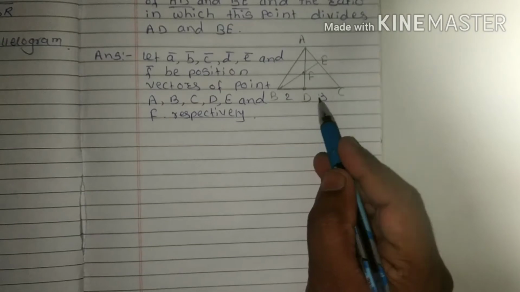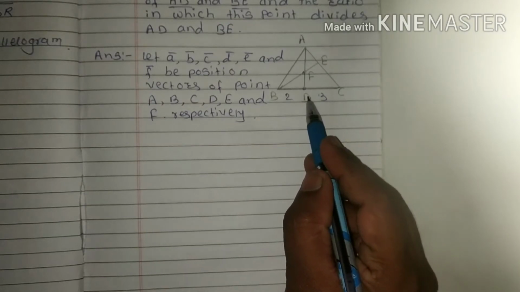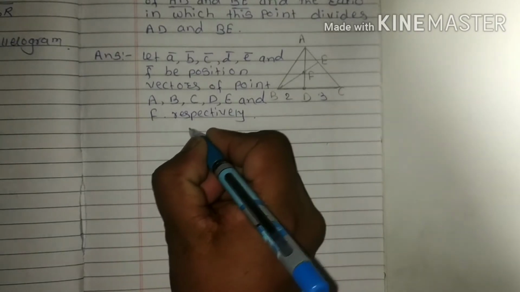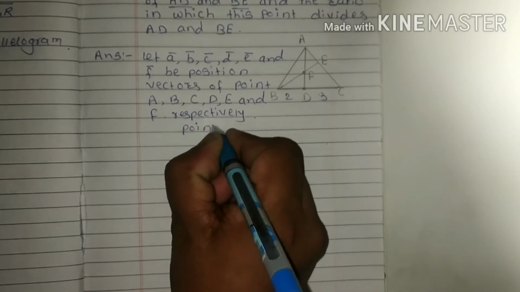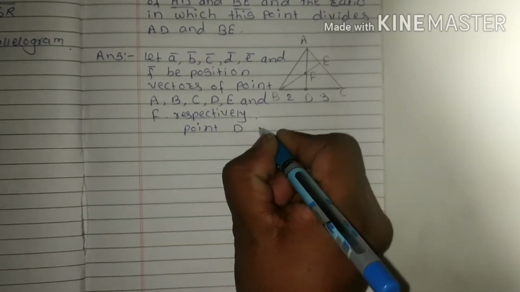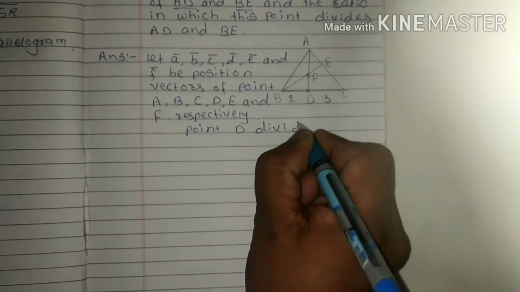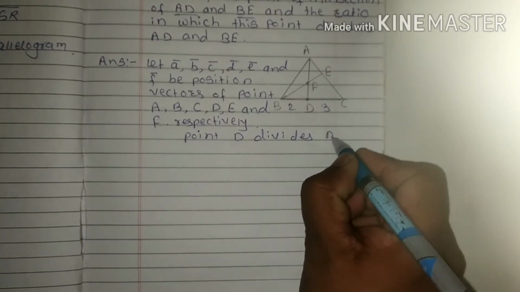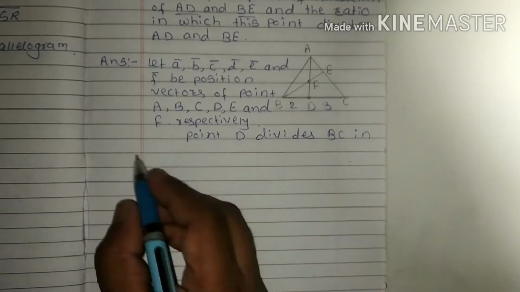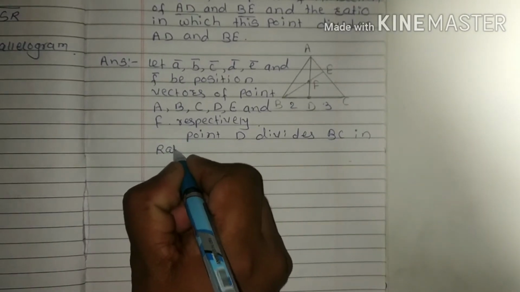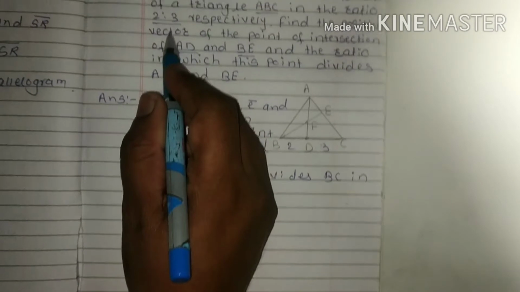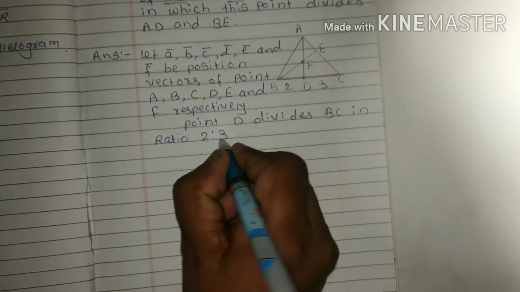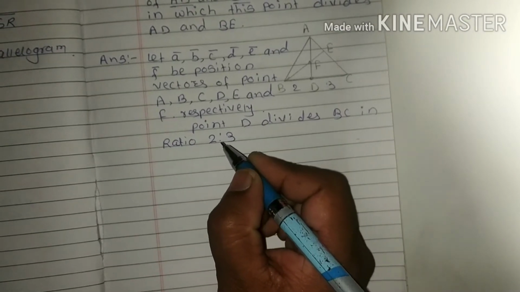Then given that the point D divides the line segment BC, therefore the point D divides BC in the ratio 2:3.